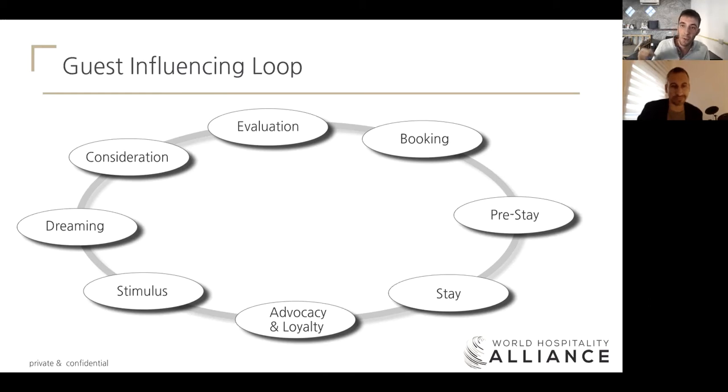Now, my question back to you, and the reason why we call it the guest influencing loop, is that as opposed to the funnel, which has a sort of ending point, which is the booking, here we start again with the pre-stay, stay, and advocacy and loyalty. So it's not something that has a starting point and an ending point, but it keeps going as a sort of loop or circle. After the booking, there is a pre-stay, and then the stay, and then probably also the post-stay. That is also a good stage of doing marketing to restart the loop, right? Yeah, absolutely.